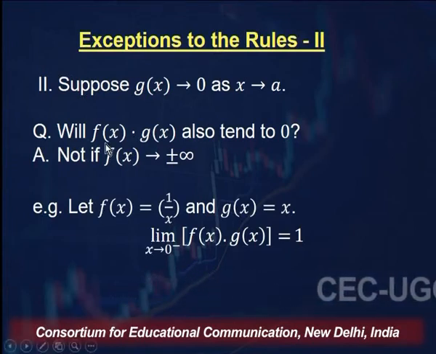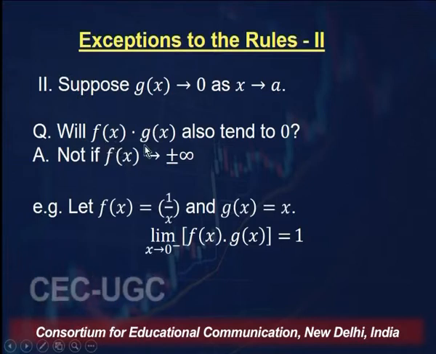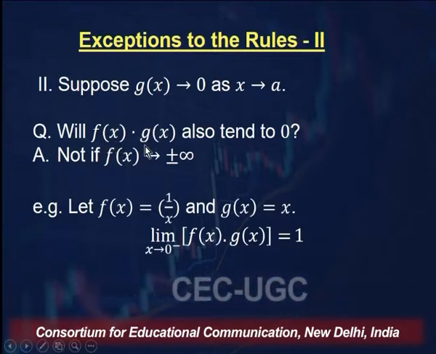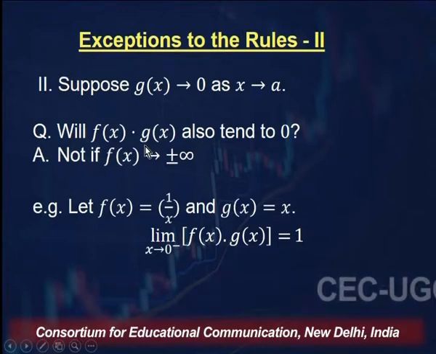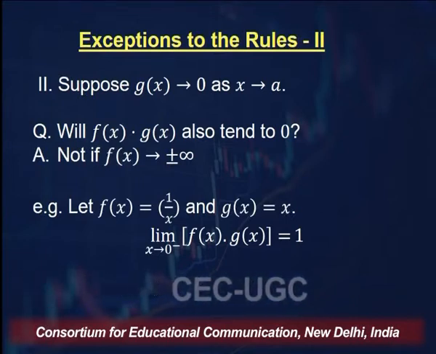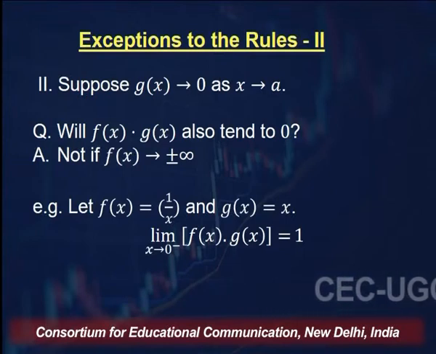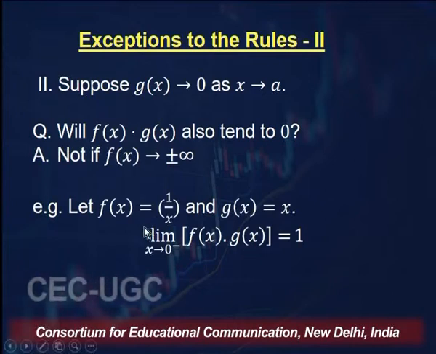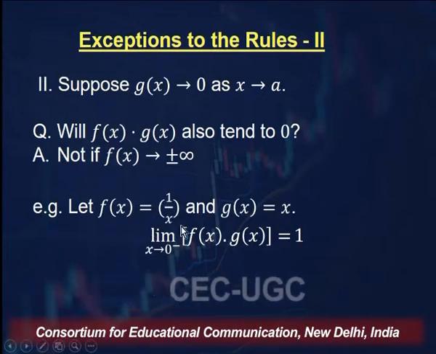The question here is, will the product of the two functions, f of x times g of x, also tend to 0? If you think about it a little bit, the answer is not necessarily, and especially not if f of x shoots off to plus or minus infinity. Let us take an example to illustrate this. Let us suppose f of x is given by 1 by x, and g of x is given by x itself. Clearly you can see, and let's take the limit as x tends to 0 from the left.